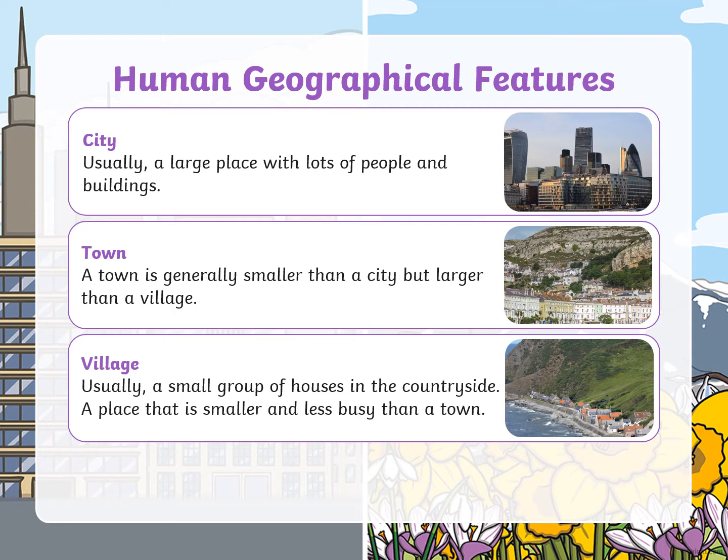So your island might have a big city with lots of people living in it. It might have a town, similar to Attleborough or Thetford. Or it might have a village, like East Harling or Bridgham, which has a smaller group of homes.